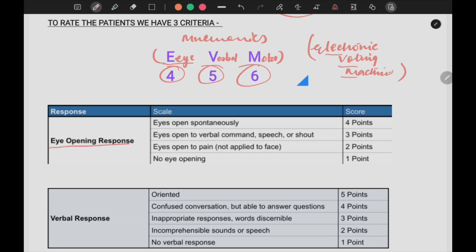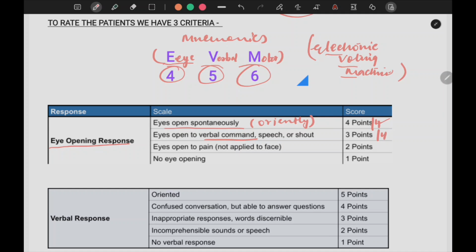So for eye, what we are going to see is if the patient is opening the eyes spontaneously, like he is very well oriented, he is looking at everything around, he is seeing the light, he is seeing you, the ward boy standing there, the sister standing there, he is seeing everyone, he is completely conscious. That is when you give 4 on 4, right? And if the patient is opening his eyes only on verbal command, like only when you call his name he opens his eyes, that is when you give him 3 points out of 4.